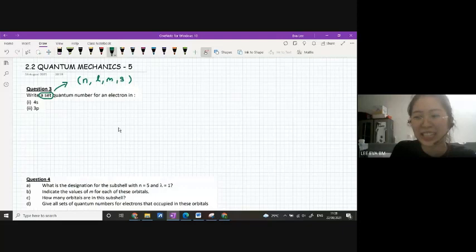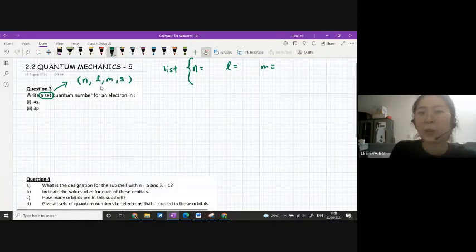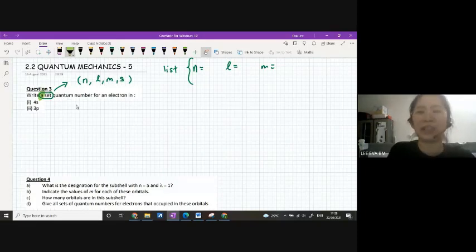Tadi semua kita list out saja. Kita tulis N sama dengan apa, L sama dengan apa, M sama dengan apa. Semua ini adalah untuk list sahaja. Dia bukan set. Please pay attention to over here. This is the list. But now we want a set. So yang ini pun kena highlight jugalah the English language. A set. That means only one set is required. Sometimes the question will ask, write all the possible sets of quantum number. So you need to list out all possible quantum number. Tapi untuk yang ini, kita hanya perlukan satu set sahaja. So perlulah satu bracket sahaja.